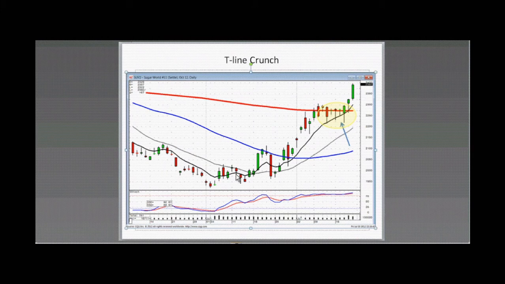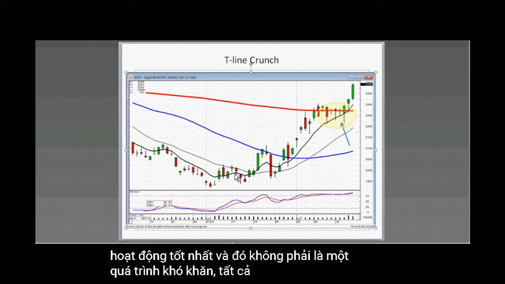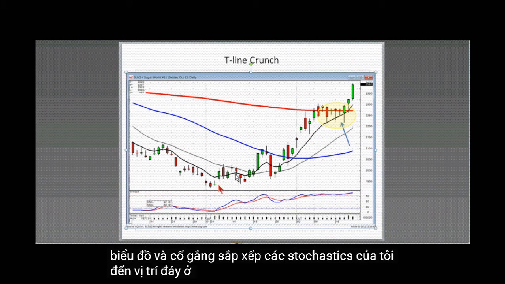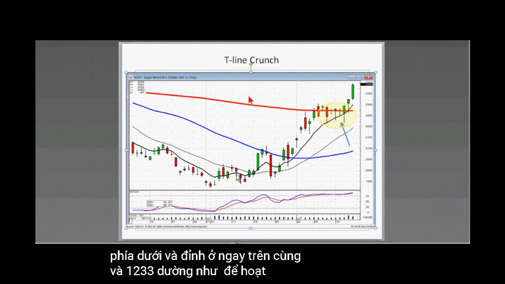What are the parameters of the stochastics? 12.33 is what I use. That's nothing set in stone. It's just over the last 30 years now, they seem to work the best and that's not a difficult process. All I did was take charts and try to line my stochastics up to where the bottom was right at the bottom and the top was right at the top, and 12.33 seemed to work the best.